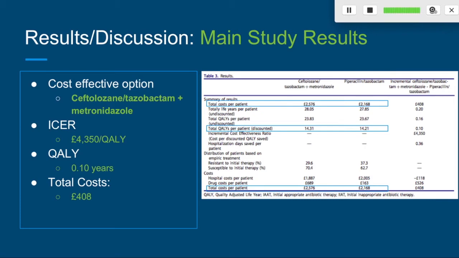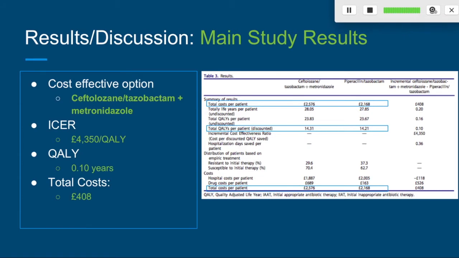The cost per patient for ceftolozane was more expensive than pip/tazo, but the quality-adjusted life years were higher. When you look at the numbers themselves, it doesn't look like there is much of a difference, with the cost difference being €408 and the quality-adjusted life years being a difference of 0.1 years.